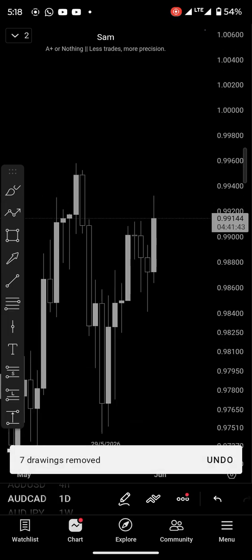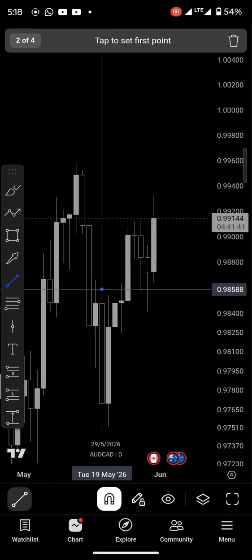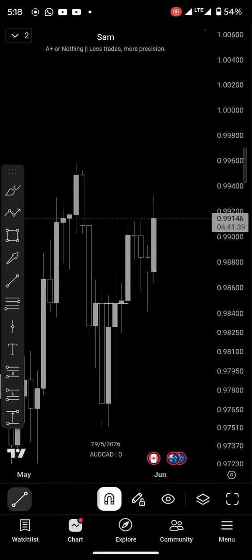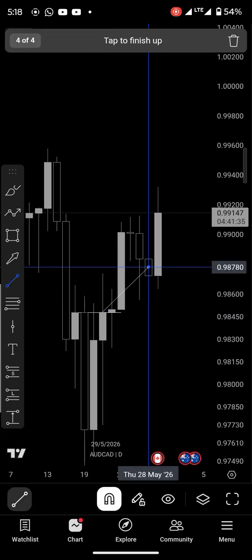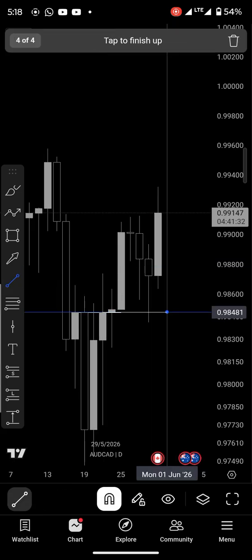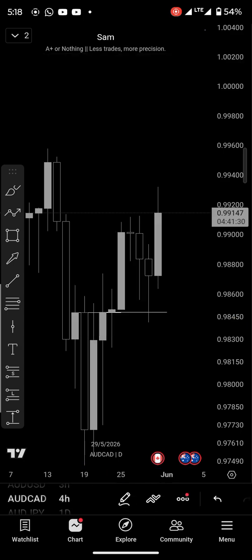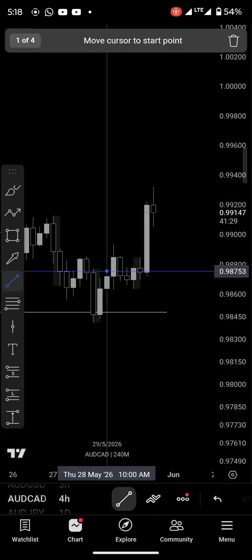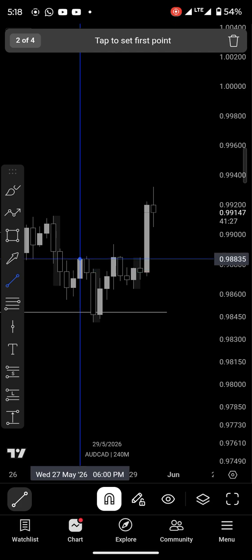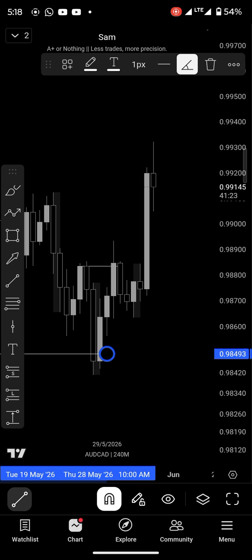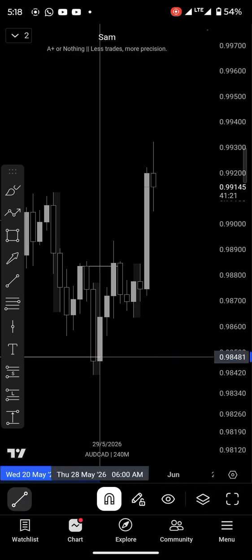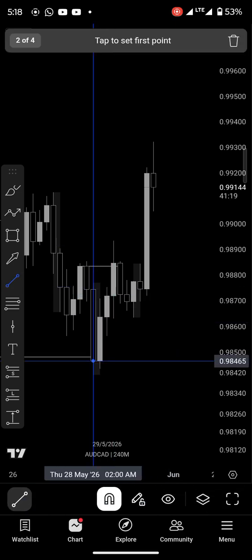On the daily time frame, the last break of structure was to the upside, right here. So we are obviously bullish. And then we had daily rejecting the daily key level here. After the rejection, we had a break of structure to the upside. This is where the break of structure was. So I was looking at this place for entry.